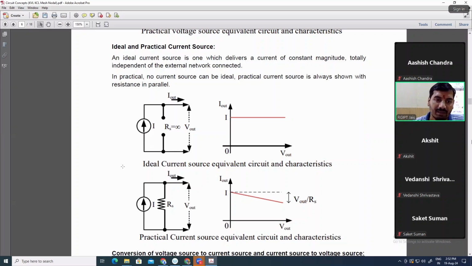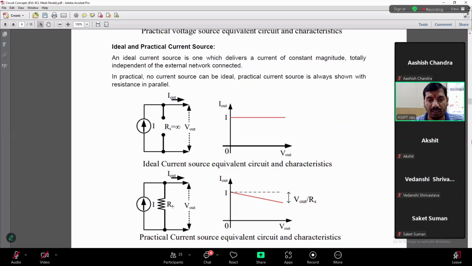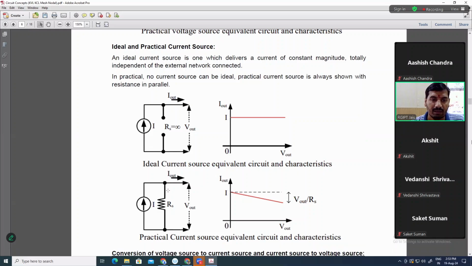Whereas in practical cases, there is some internal resistance of the current source, but this resistance value must be very high. Ideally it should be infinite, but practically that RS value must be very high, so that very little current is bypassed through this source resistance, and the maximum value of current can be driven to the load.